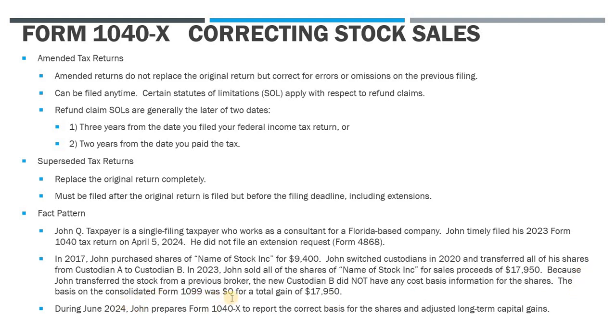Now, because John transferred the stock from the previous broker, the new custodian did not have any cost basis information. This is often something that happens when you transfer stock between custodians. You often have to tell the new custodian what your cost basis is. Because he didn't let them know, the basis on that consolidated Form 1099 is simply zero. The custodian isn't going to make any assumptions. They're just going to leave it blank or report it as zero. And so the total gain on the 1099 was the full $17,950. When John prepared his return, he forgot to look at that closely and fix it. So he's got to file the amended return and get that issue fixed.